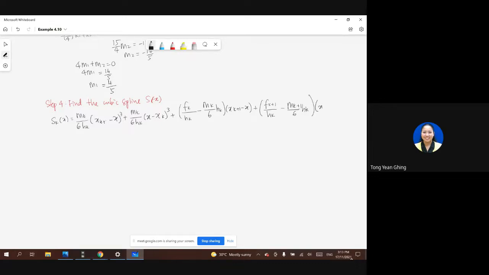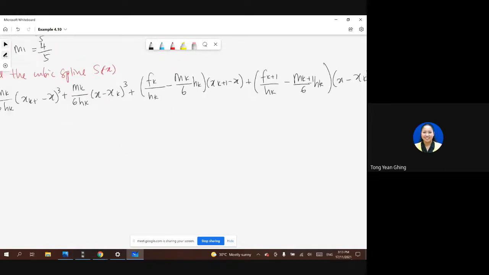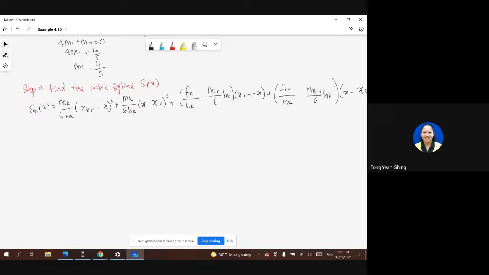And then this one is X minus Xk. Make the size a bit bigger. Okay. So now, start from K equal to 0, and then we find the cubic spline. So K equal to 0. Start with K equal to 0.